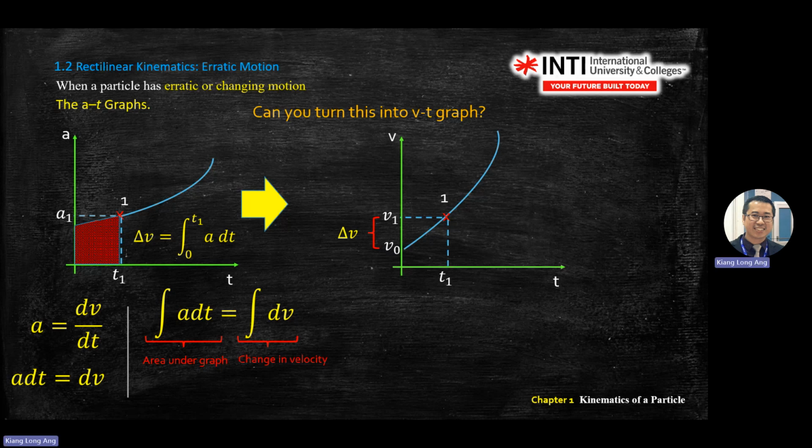Now we have shown you how to convert AT to VT graph. Are you able to do the same for VT back to ST? Again, recall the definition of velocity. Velocity equals the time differentiation of your position. So when you reverse back, you do integration from the equation V equals ds/dt. You move the dt to the left-hand side, you have ds, and then you integrate both sides.